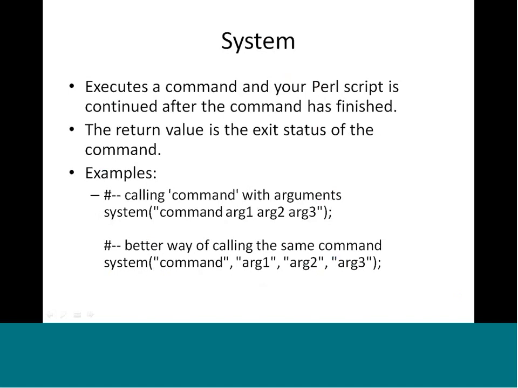The second one is called system. With system, once you specify the command, it executes the command, and once the command finishes, the Perl script continues. The return value for the system command is the exit status of the command itself. So if you are doing a cd and the cd is successful and returns 1, the return value from system is also 1. But if that cd was not possible and it returns 0, then the system command also returns 0.